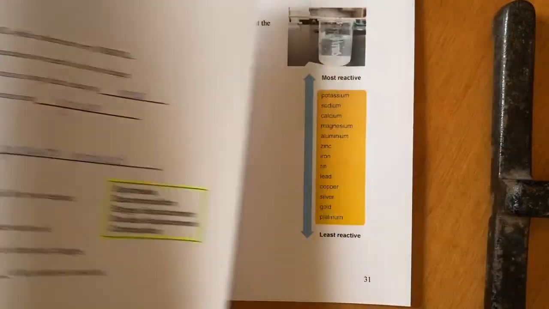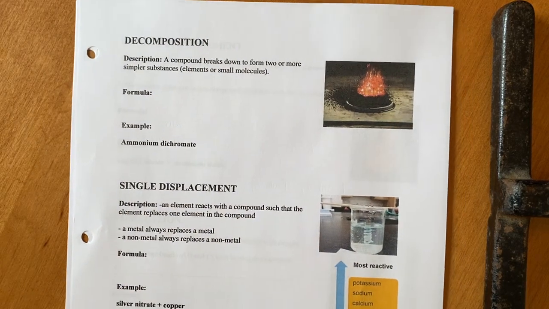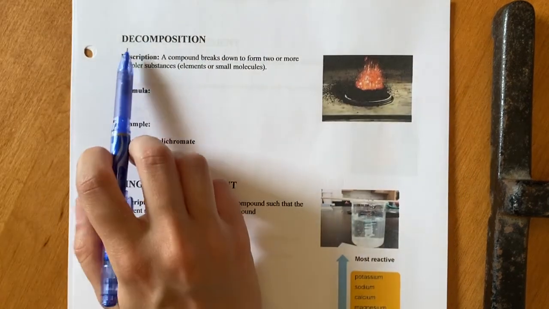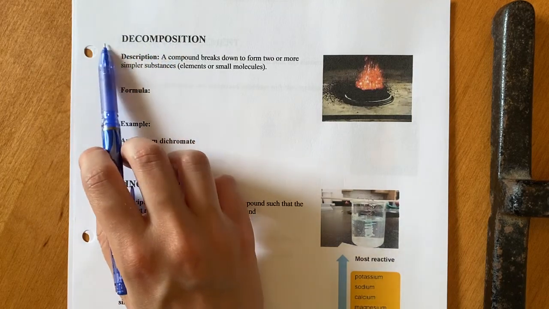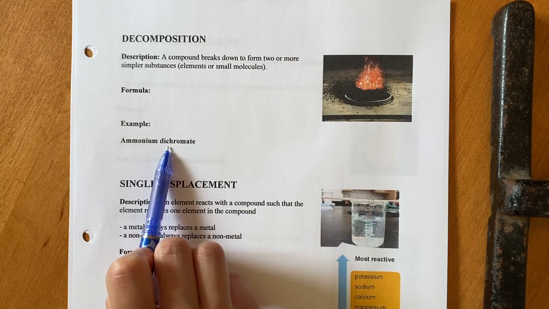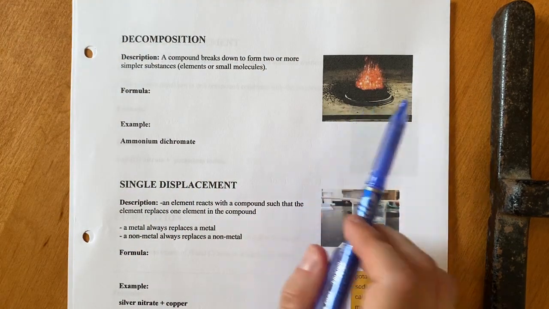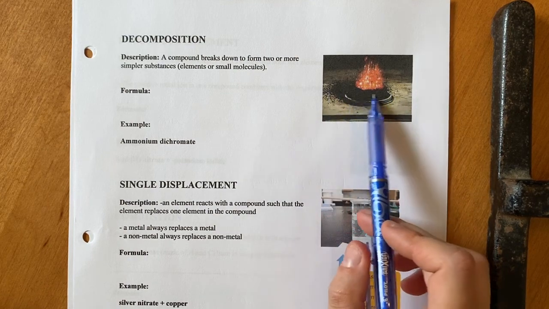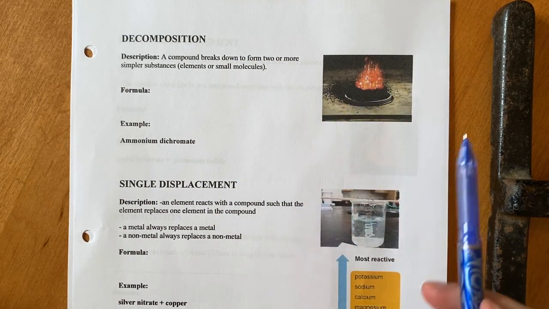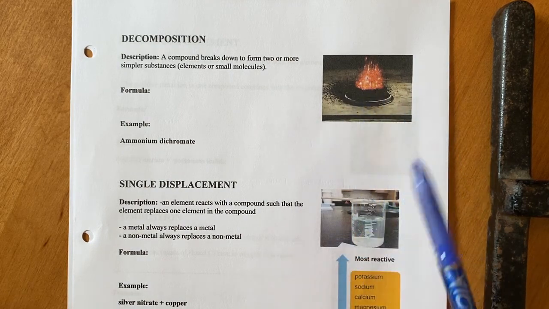All right, moving on to the next one is decomposition. So decomposition, think of compost or decompose. So it's the idea of something falling apart or breaking apart into multiple pieces. So an example here, we have ammonium dichromate. Now in this reaction, this is a picture of it. When you catalyze this reaction by taking the ammonium dichromate and just introducing a little bit of heat, it sort of makes this volcano-esque looking thing.